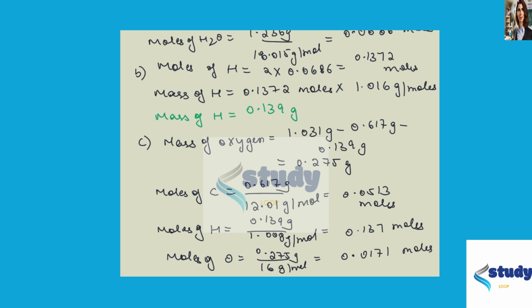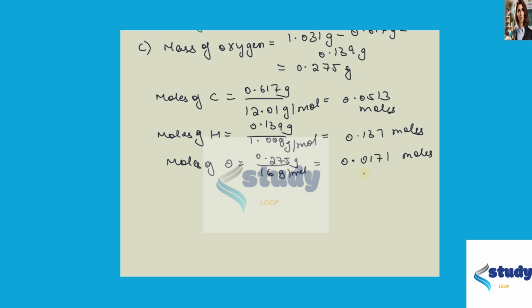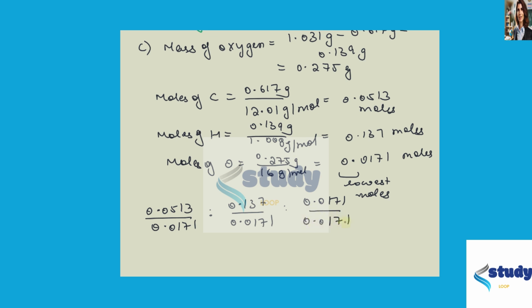Now we have to compare the mole ratios to find the empirical formula. Oxygen has the lowest moles. So the mole ratio is 0.0513 upon 0.0171, 0.137 divided by 0.0171, and 0.0171 upon 0.0171. So this comes to be 3, 8, and 1. So the empirical formula is C3H8O.